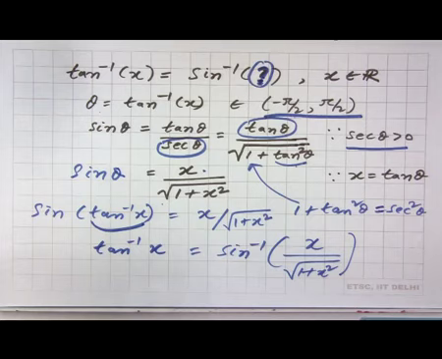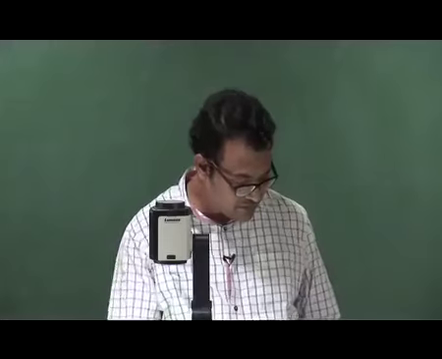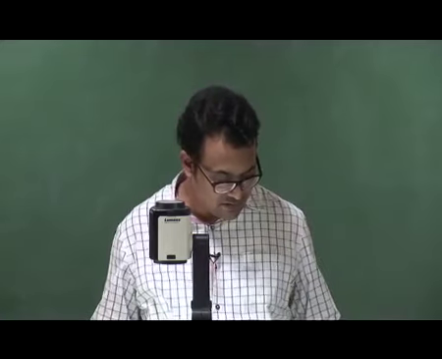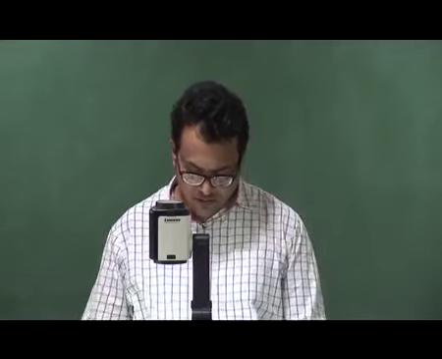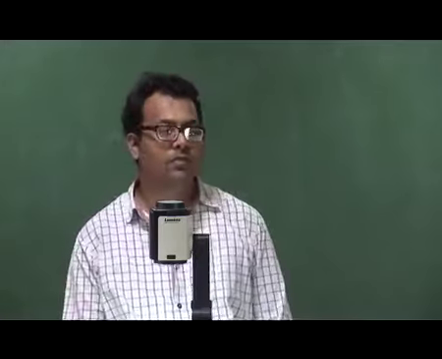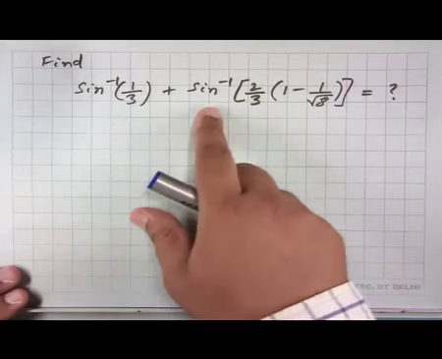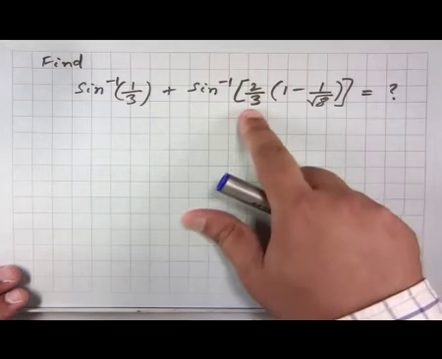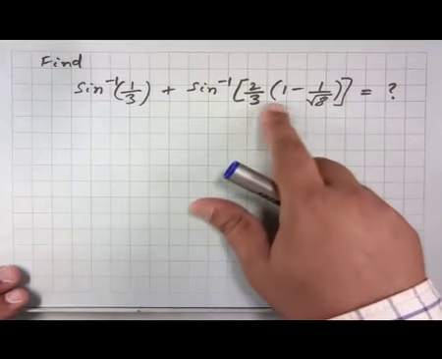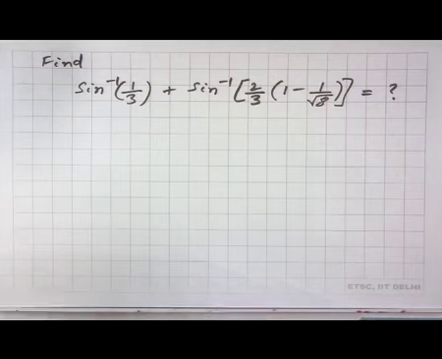A little example would help us to realize the importance of these formulas that we just derived now. So, let us say that we are asked to compute the value of sine inverse of 1 over 3 plus sine inverse of this other real number, which is 2 by 3 times 1 minus square root of 1 minus 1 over square root of 8.